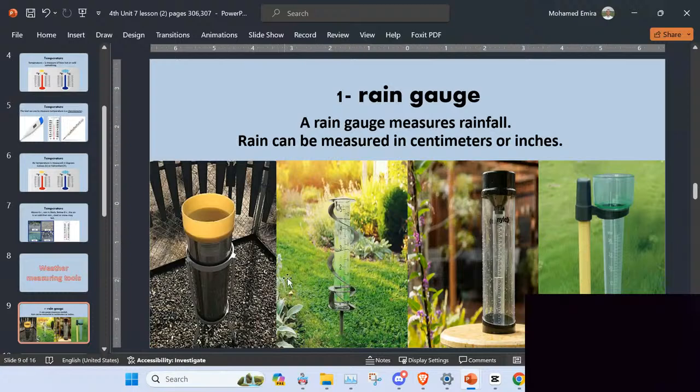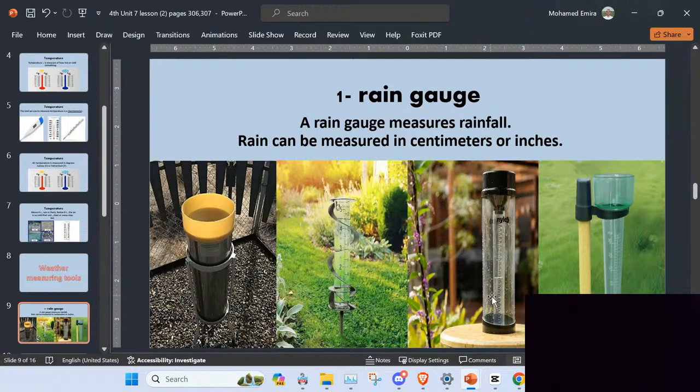What is the rain gauge and why do we use it? How does it work? A rain gauge is a very, very simple tool. You put it outside at a certain time, you go away and you come back after this time to see how much rain fell into the rain gauge, and it tells you the amount of rain. So a rain gauge measures rainfall. Rain can be measured in centimeters or inches. The scale on this rain gauge is centimeters or inches.